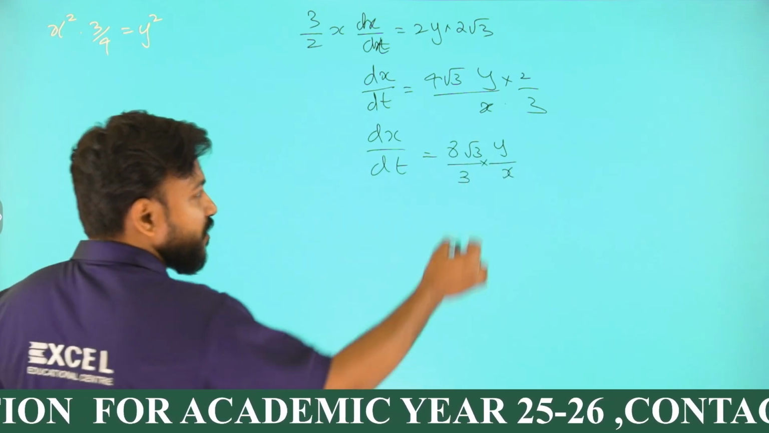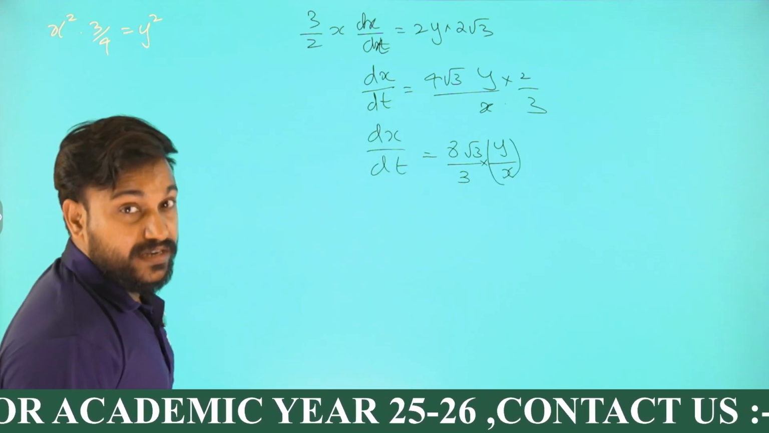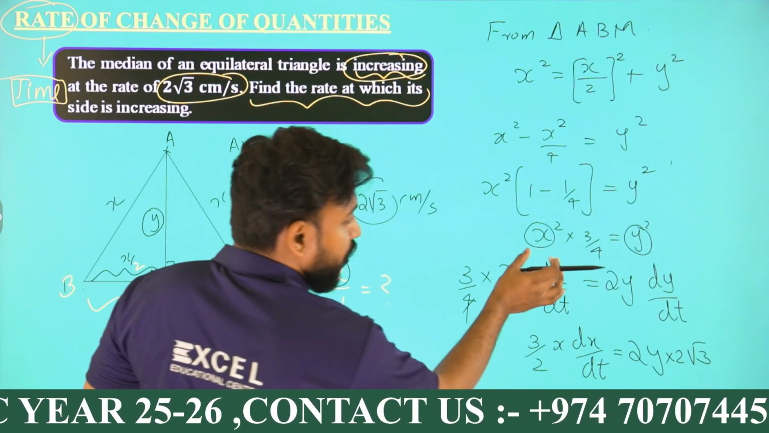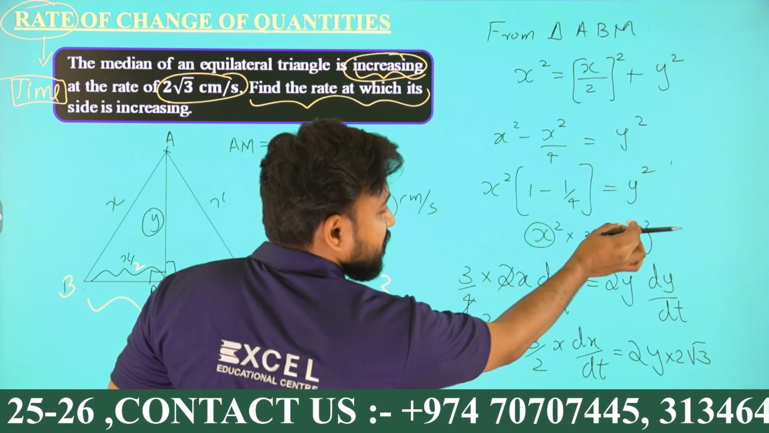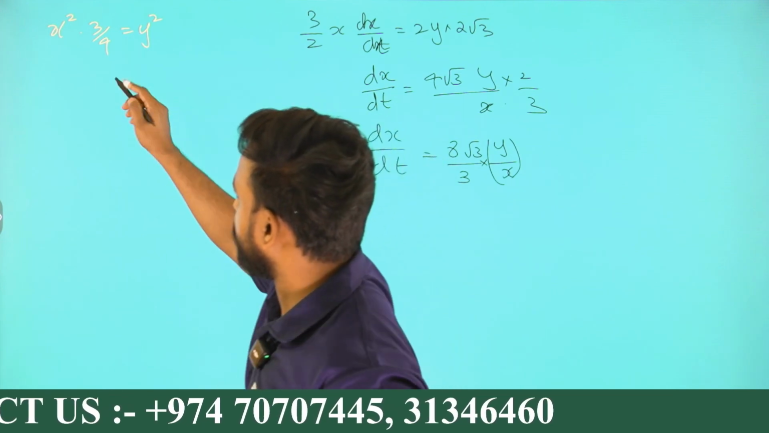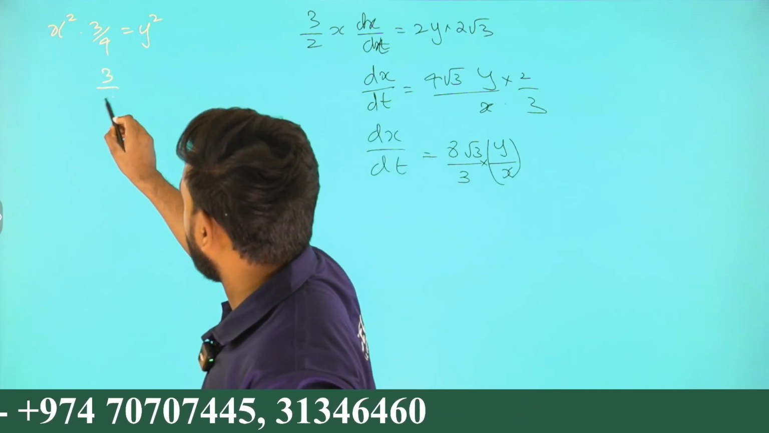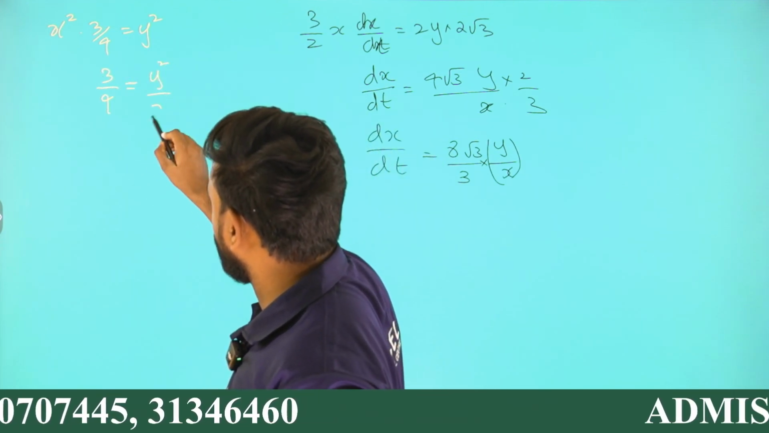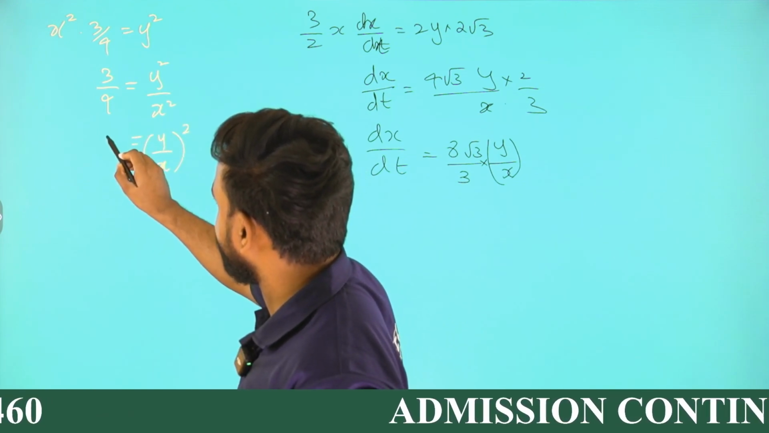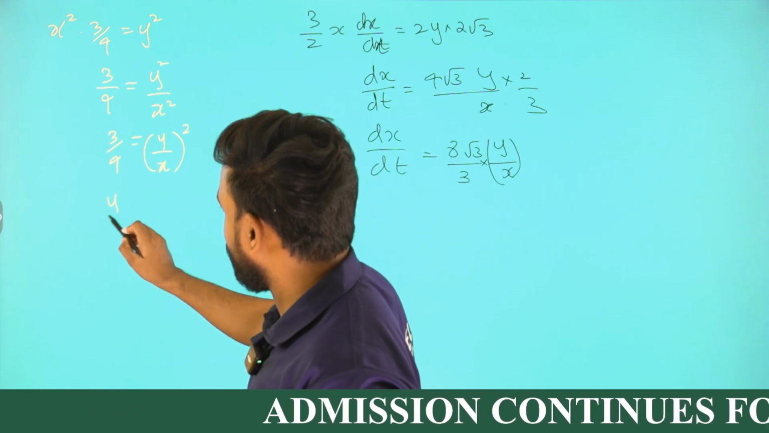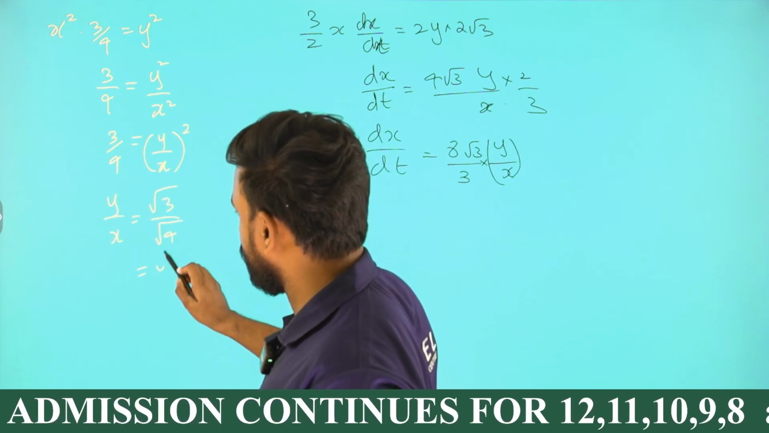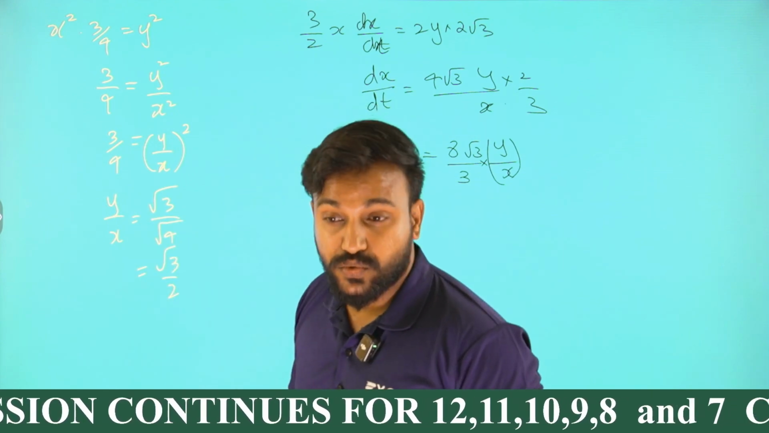If I get y by x also, I will get dx by dt. From where will I get y by x? Listen, here we already got x square into 3 by 4 equals y square. So 3 by 4 will be equal to y square by x square. What is y by x the whole square? It is 3 by 4. So y by x will be root 3 by root 4, that is root 3 by 2. So y by x is root 3 by 2. You got that?